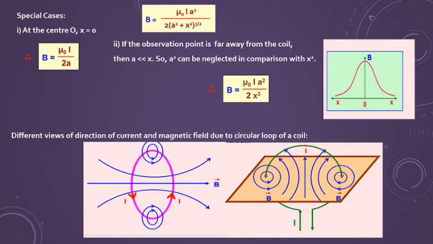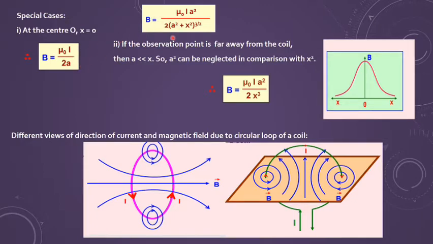Moving ahead, if we talk about the special cases, this formula I already know. If I put the point here on the center of the ring, it means x equals 0. So when x equals 0, on solving you will get mu naught I upon 2a. This result you can get as a special case of the circular loop, or if you want, you can derive it otherwise also. I will discuss it in the coming slide.